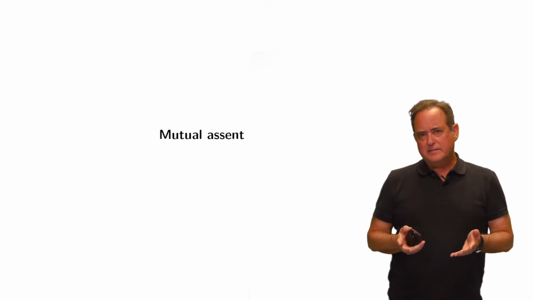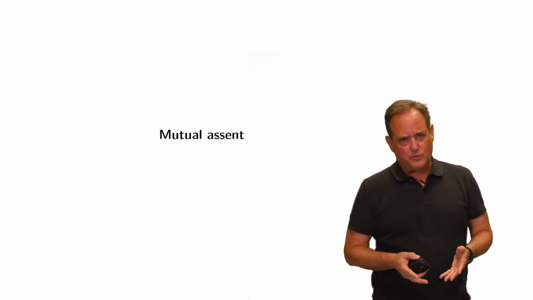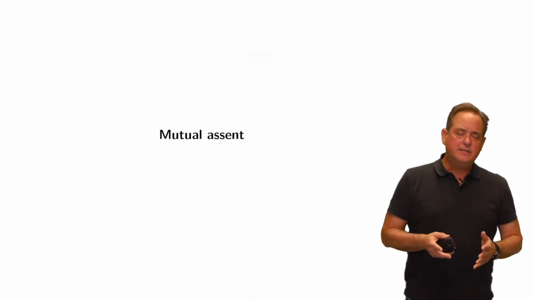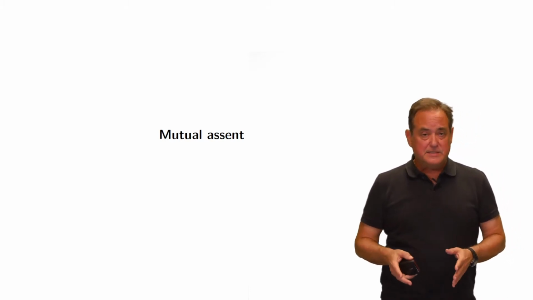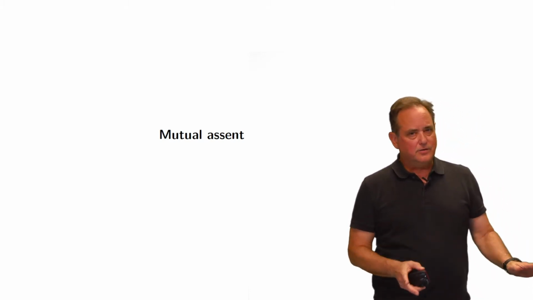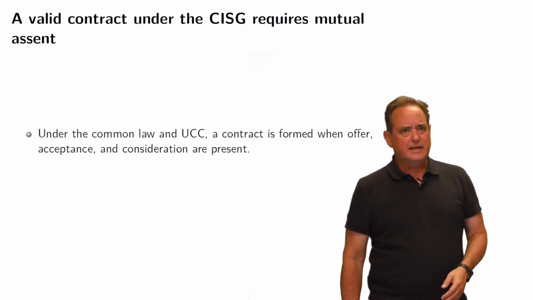Now, in our previous segment of the lecture, we were looking at the requirements of a valid contract. And we started by looking at the writing requirement. And we said that under the CISG, there is no writing requirement. So when you are looking for the elements of a valid contract, you don't need to think about was there a writing or not. Instead, what we'll look for is the presence of what we call mutual assent.